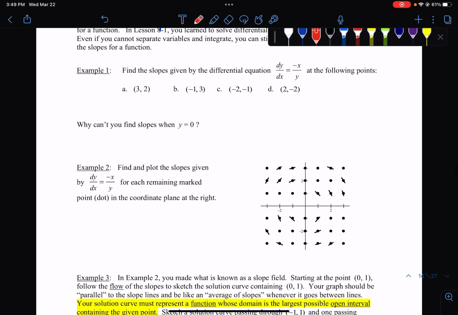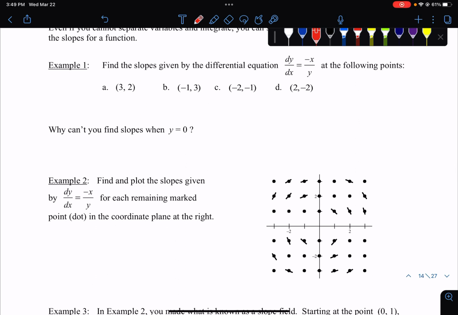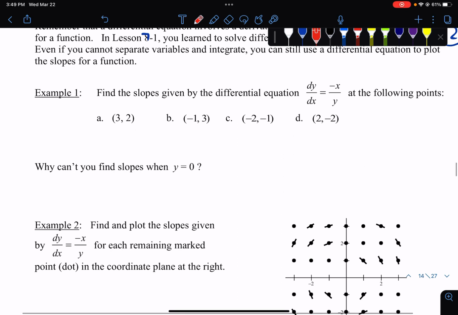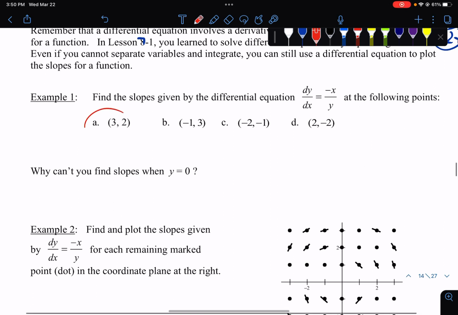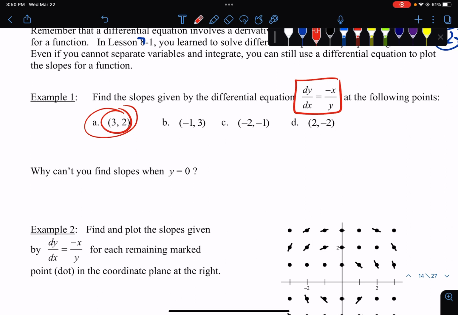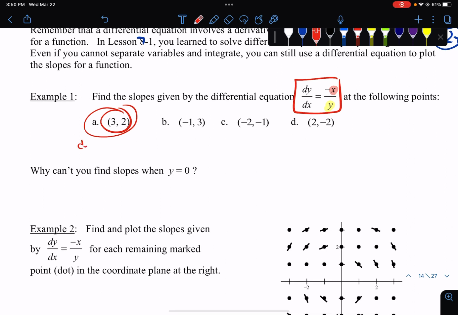So in example 1, it says find the slopes given by the differential equation dy/dx equals negative x over y at the following points. It gives me the point (3, 2) and the derivative function. That derivative function, dy/dx, represents the slope of my function. If I have the point (3, 2), I can plug in those values for my x and my y and figure out what the slope is going to look like at that point. So my slope, dy/dx, is negative x on top and 2 on the bottom. So at the point (3, 2), my function would have a slope of negative 1.5.